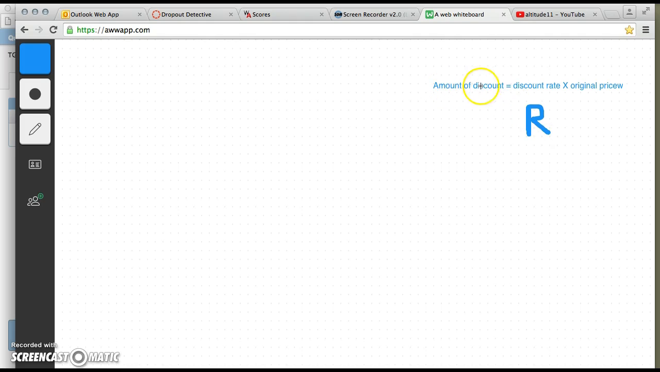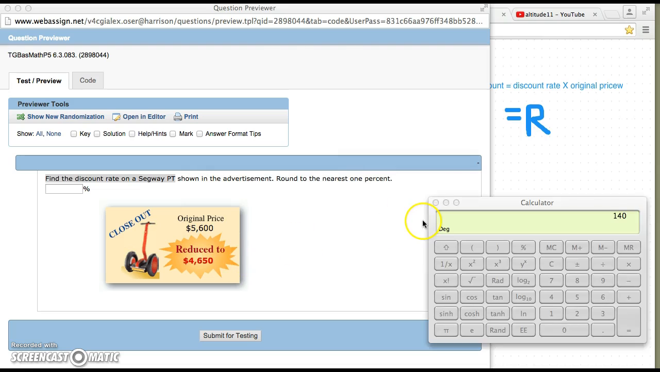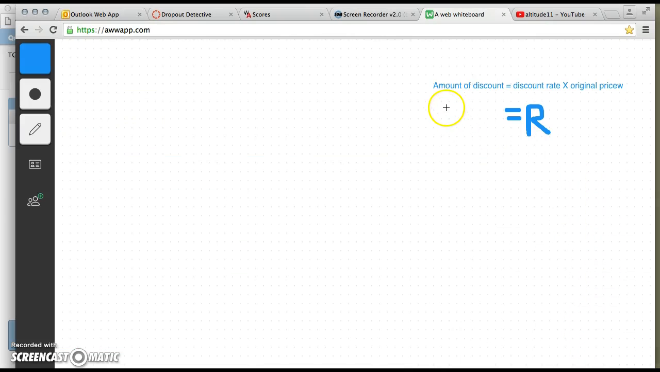Alright, so on the left of the equal sign here, we need to find out what the amount of the discount is. Well, we know what the original price is, and we know what it's been reduced to, so we can subtract those two numbers to figure out how much money they're taking off the price. So it was originally $5,600, and now we are paying $4,650, which means they have knocked off $950. So $950 is the amount of the discount. We are being discounted $950.